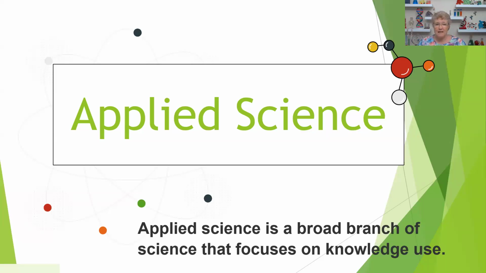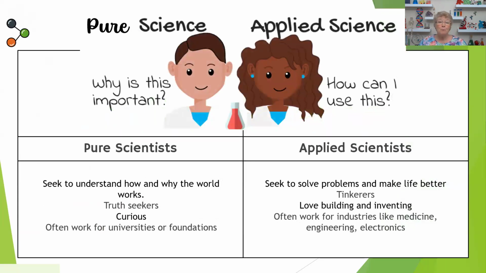Okay, let's take a look here. It might make it a little bit more clear. We're going to use both applied and pure science in our class. We're going to learn a lot about pure science, then we'll apply that information to solve some problems. Pure science says, why is this important? Where applied science says, how can I use this? What is the benefit to this? Pure scientists seek to understand how and why the world works, where applied scientists use that knowledge to solve problems and make life better. Like learning how electricity works, that's pure science. Wondering how can I make electricity bring light into a home, that's applied science.